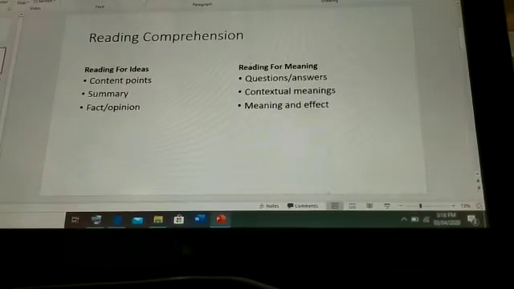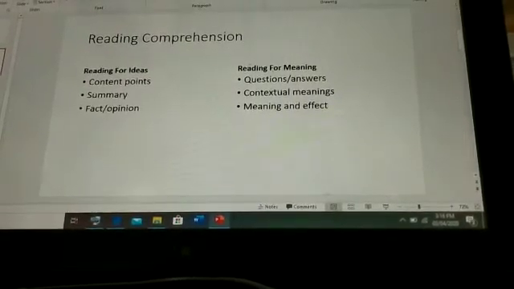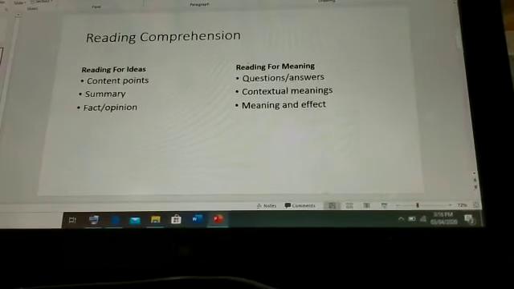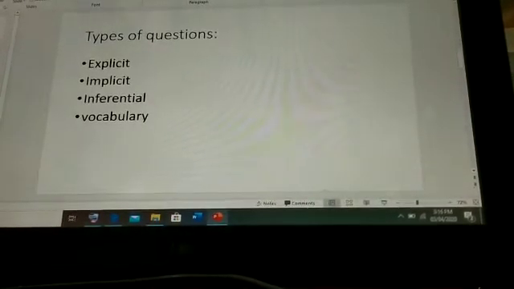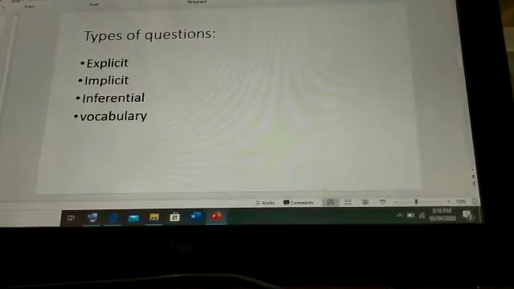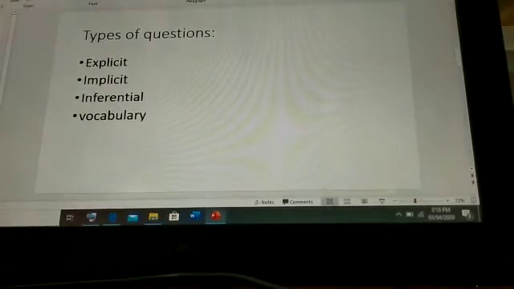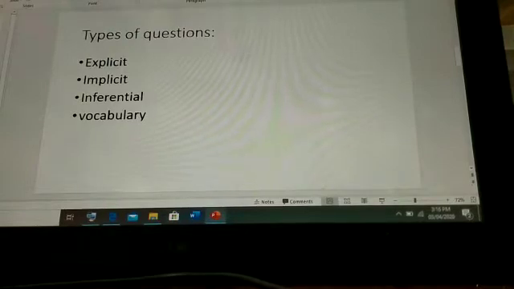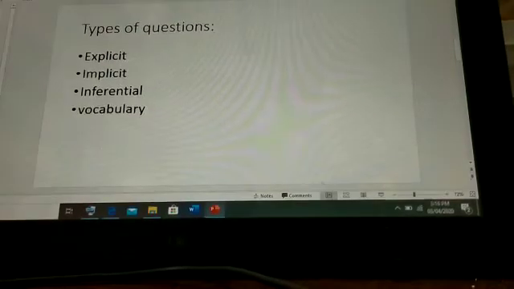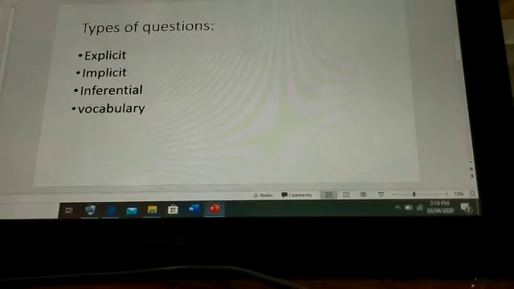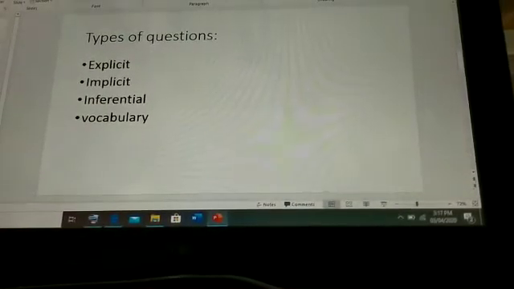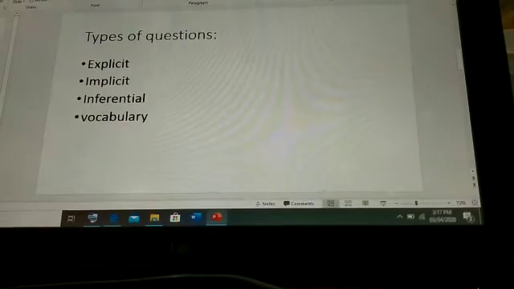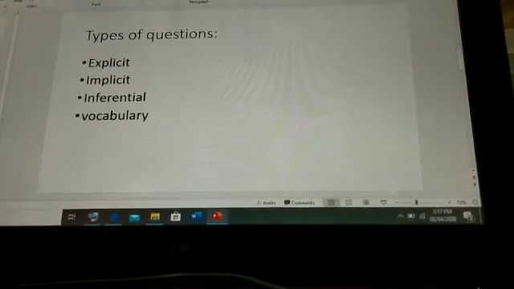pattern comprehensions, but we have to see that we must be good in those skills which we have to show in exams. So they are explicit, implicit, inferential and vocabulary type of questions. Let me explain briefly first what these types of questions are, and then I will focus on explicit and implicit. These are the most important and most commonly asked questions.